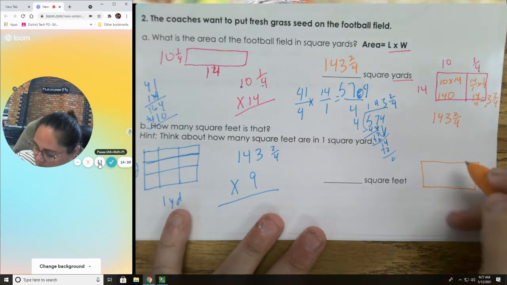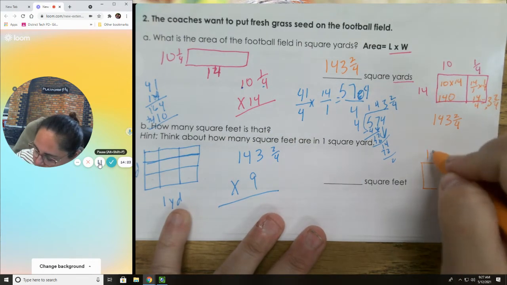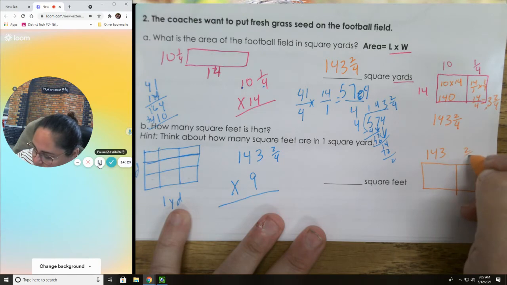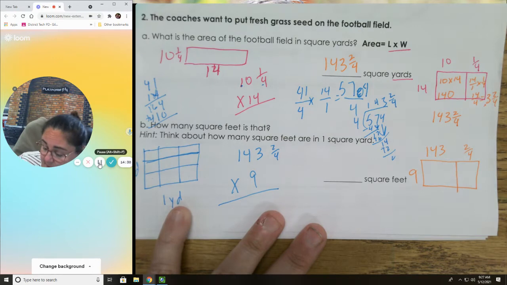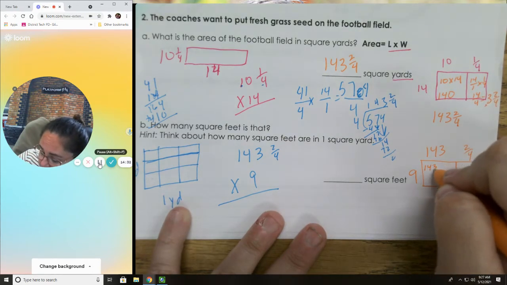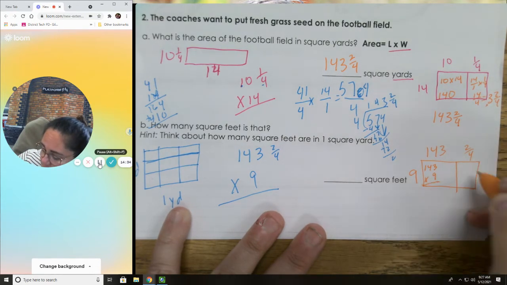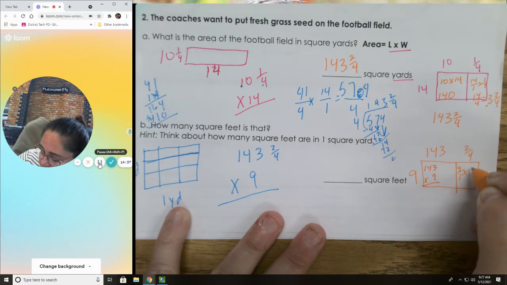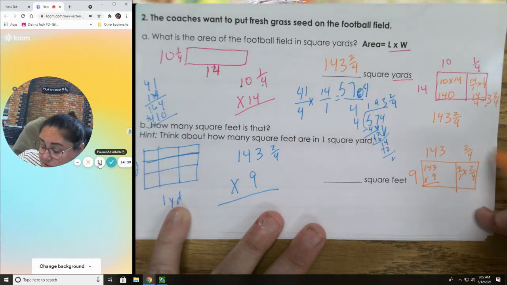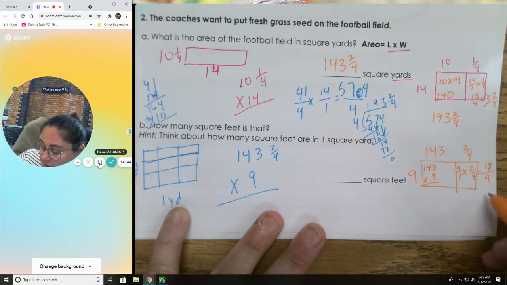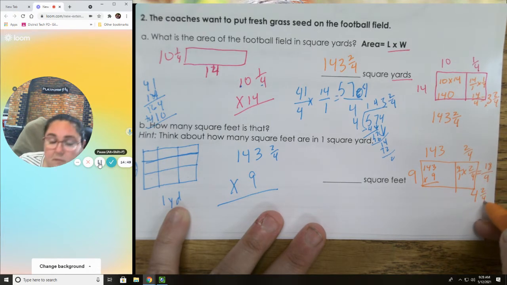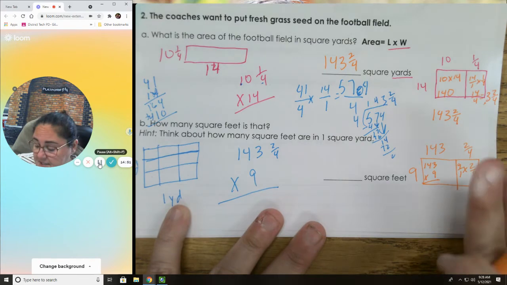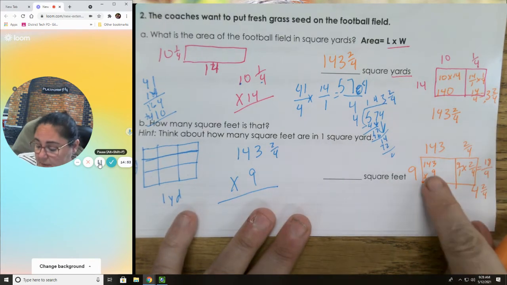Okay? So we're going to do 143 2/4 times 9. The first thing I'm going to do is write my problems. 143 times 9, and 9 over 1 times 2/4. So this one's the easiest for me. 9 times 2 is 18 over 4. And then if I divide that out, 18 divided by 4 is 4 2/4. That side was easy for me. Now it's the tricky side.